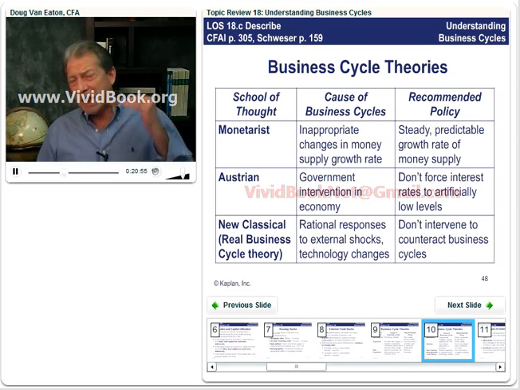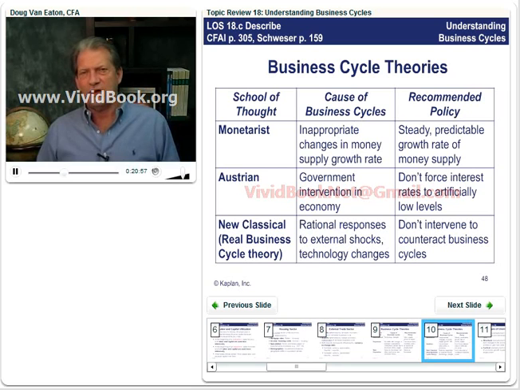So we started out with don't need to intervene, ended up with a couple of don't intervenes, actually the last three. Keynes and New Keynesian were the ones that said intervene with monetary and fiscal policy. So hopefully those explanations will allow you to keep these a little bit straight by their names.